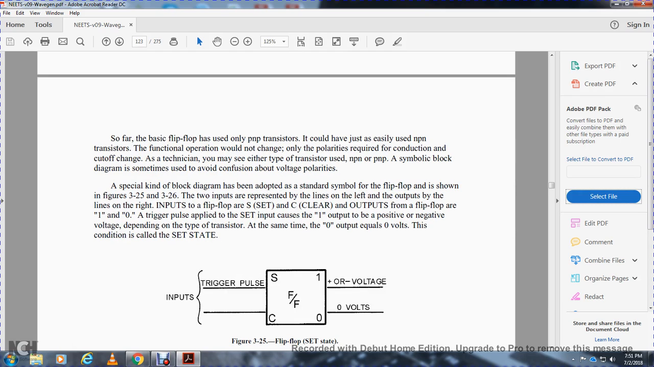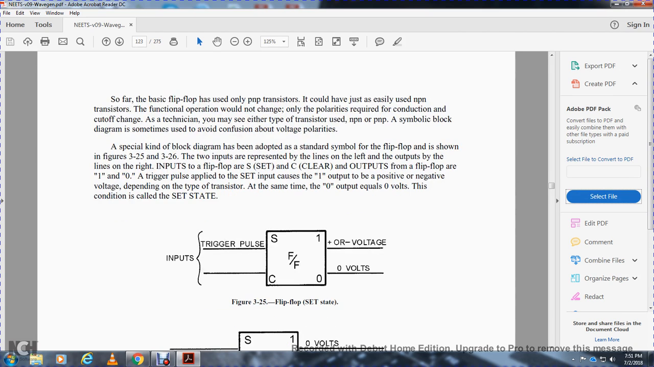So far the basic flip-flop has used only the PNP transistor. They can just as easily use the NPN transistor. The function and operation would not change, with only the polarities required for conduction and cutoff changing. Technicians may see either type of transistor, PNP or NPN, in a symbolic block diagram, which sometimes even avoids confusion of voltage polarities.